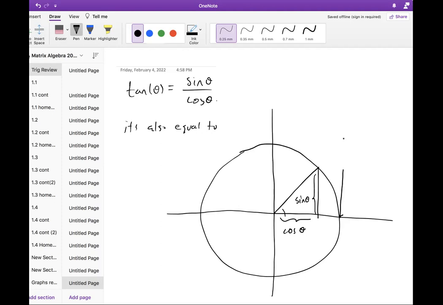But if I take that same ray and extend it through and draw a vertical line at x equals 1, where it hits this vertical line, the height is actually tangent. That's why I drew that, because it is that. So if you take sine divided by cosine, you'll always get this value up here. Actually, I think we should know why that's true, right? Here, let's figure it out.